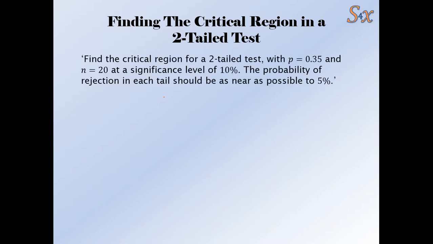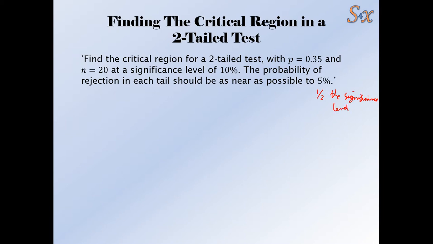So what about in a two-tailed test? So we said find the critical region for a two-tailed test with p is 0.35, n is 20, at a significance level of 10%. The probability of rejection in each tail should be as near as possible to 5%. Now here's the key part with two-tailed tests. If we have a significance level of 10%, a two-tailed test has got two critical regions. Now each of those can't have 10% probability. Otherwise we actually have a significance level of 20% because they add together. We have to half our significance level. We half the significance level, and half of it will go in the first part of the critical region, half will go in the second part.